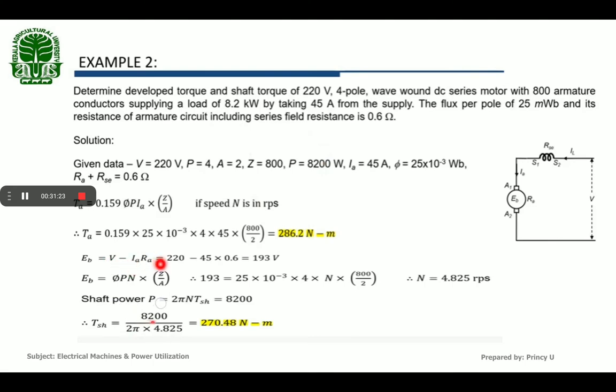So you have to find E_b from this equation: V minus Ia Ra. So E_b is equal to V minus Ia Ra. From this you can get E_b. Once you get E_b, you can substitute that value in the equation and find N. Then substitute the value of N in RPS in this equation, and you will get the T_sh value, the shaft torque in Newton meter. The unit of torque is always Newton meter.